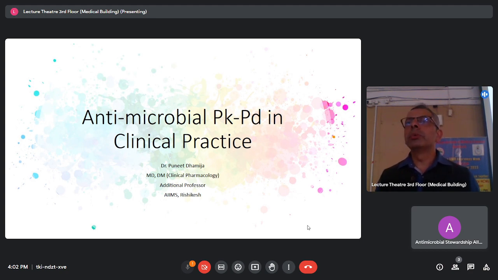Whether the killing of the bacteria is dependent on the concentration, or whether it is dependent on the time for which the drug is available in and around the bacteria. That is time dependent killing and concentration dependent killing. These are the two basic things. Or whether it is the cumulative action, which is area under curve over MIC.